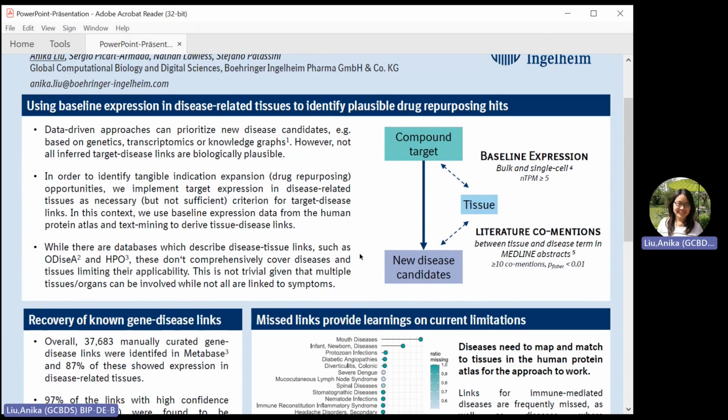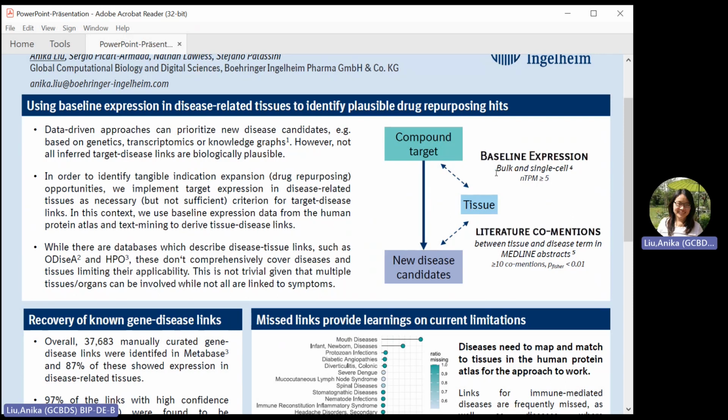So in this poster, I'm presenting one of the sanity checks we've been working on, namely filtering out indications which are proposed for a certain target, although the target itself is not expressed in disease-relevant tissues. This is done in two steps, which is shown here on the right. In the first step, we identify disease tissue links, and then we query target expression in the disease-related tissues.